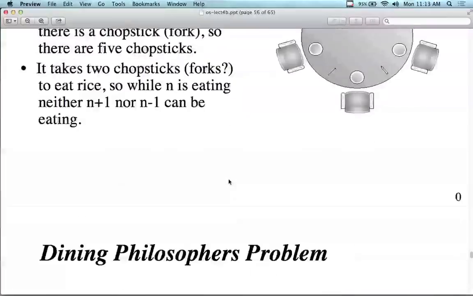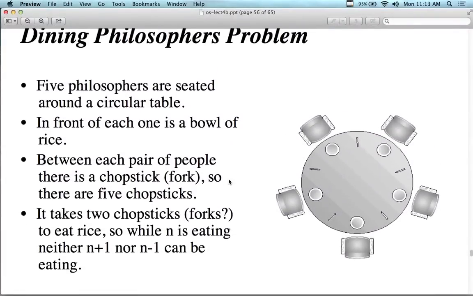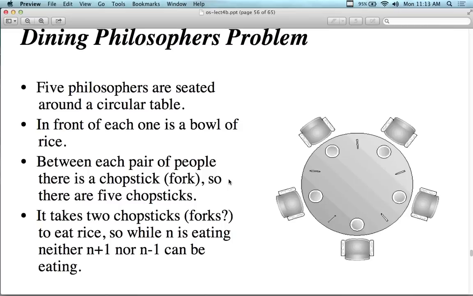So here's the scenario of the dining philosophers, and here's our little table with our chopsticks in this particular case. It started out originally with forks and spoons and spaghetti. Then it turned into rice and chopsticks over the years. You can change the scenario to your liking as well.